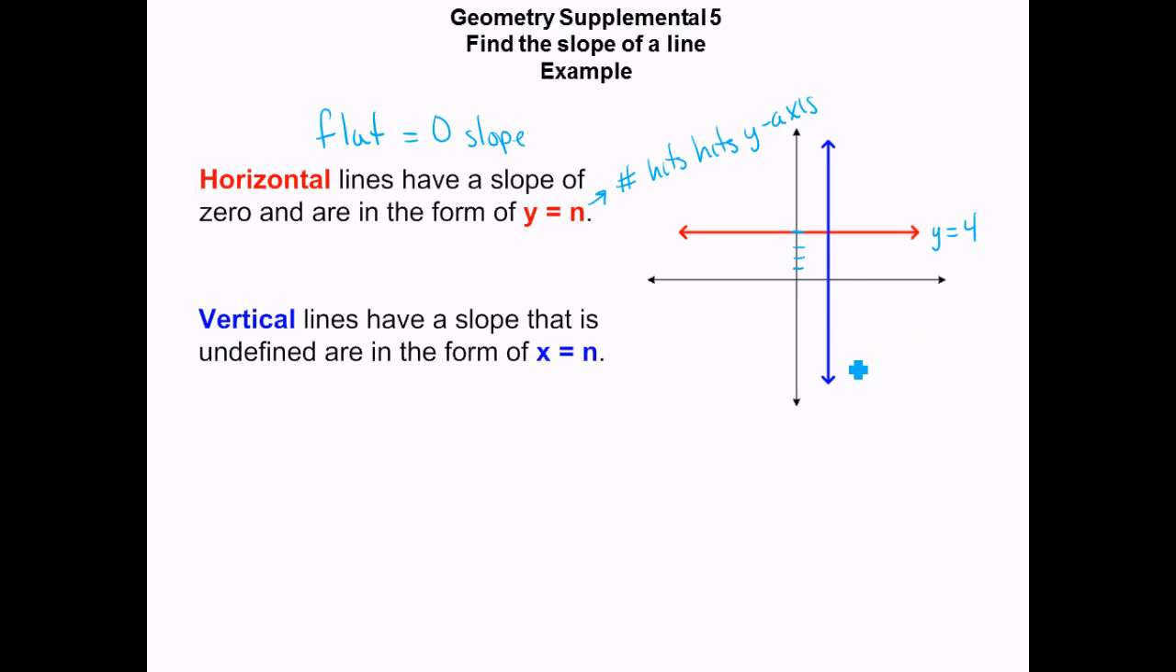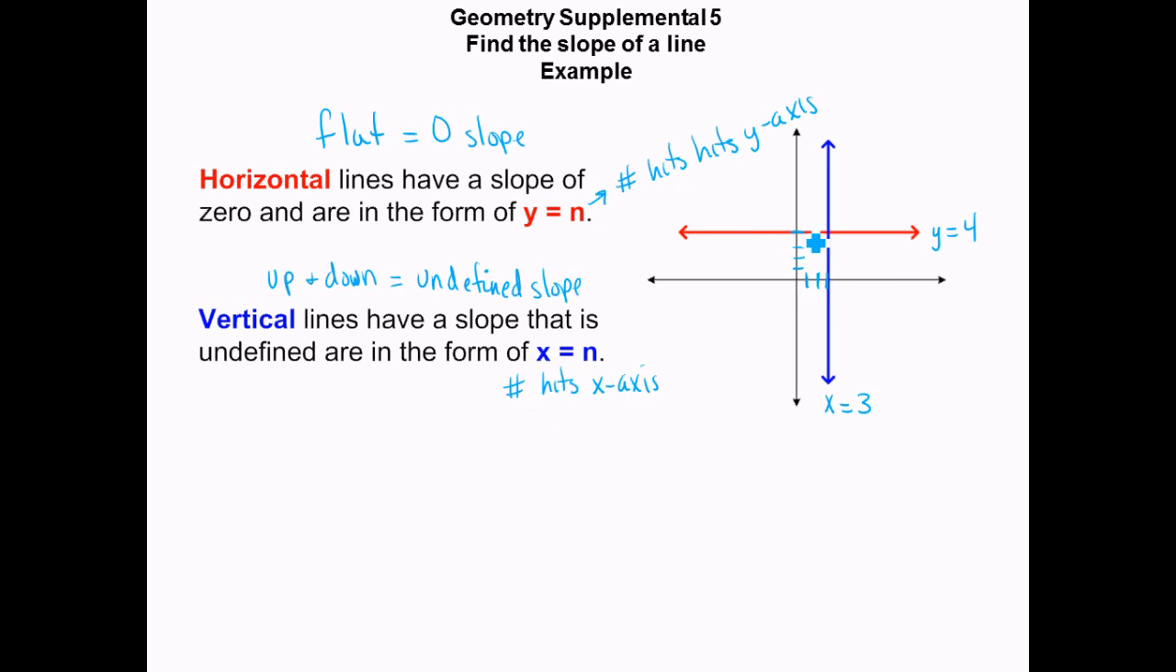Vertical lines have a slope that is undefined. So if you're up and down, that's a W. Undefined slope, and it's x equals n, and this is the number where it hits the x-axis. So if this was, say, 1, 2, 3, this line would be x equals 3. You just find the number where it hits the axis.